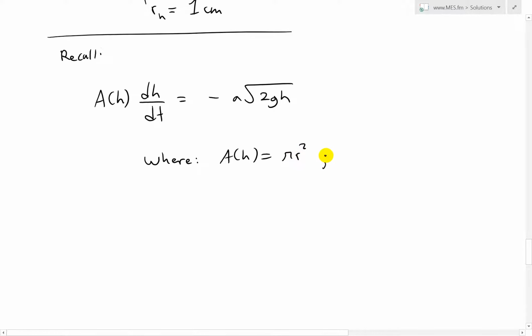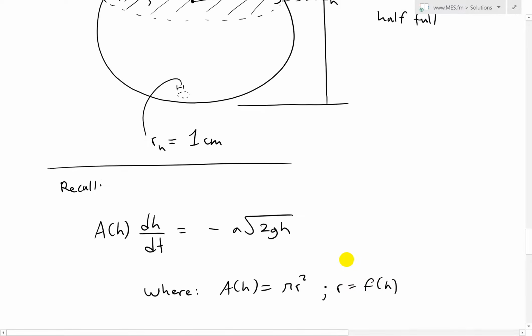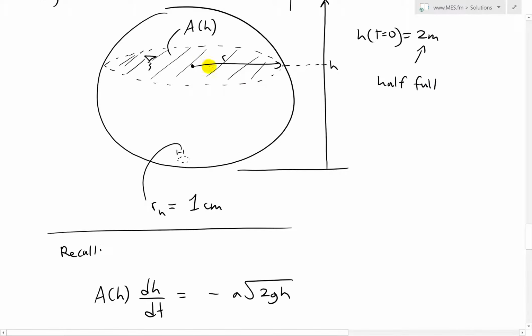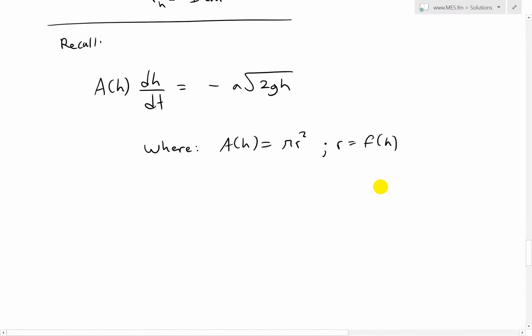And again, recall r is a function of h. As you go up and down with h, you're going to see the radius drop. As you go really, really low, the radius is going to be very, very small, like something like that. Anyways, let's go back to here. So this is what we have.